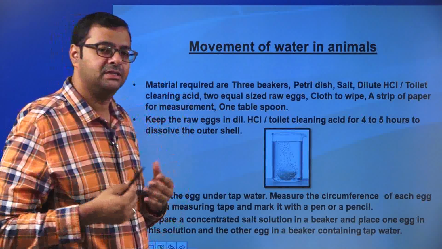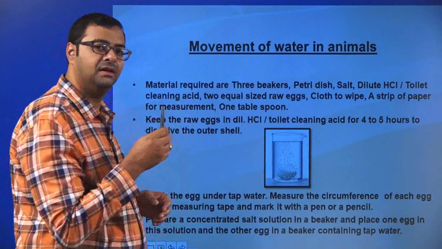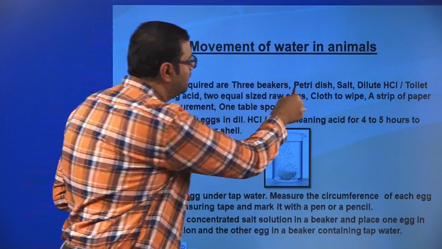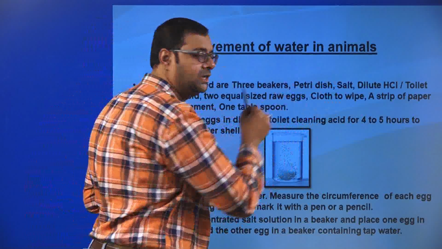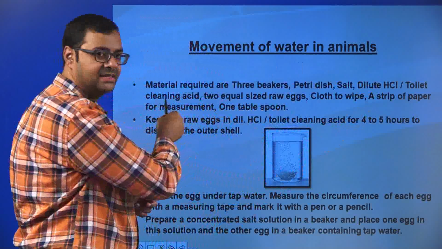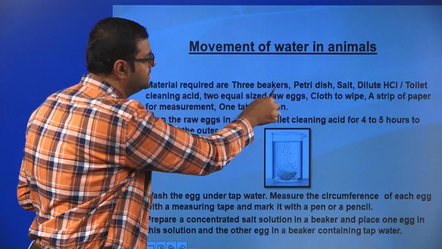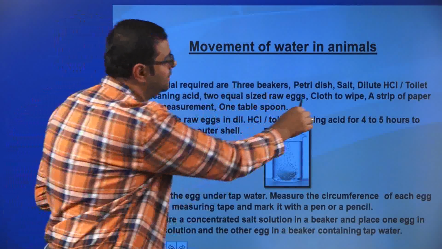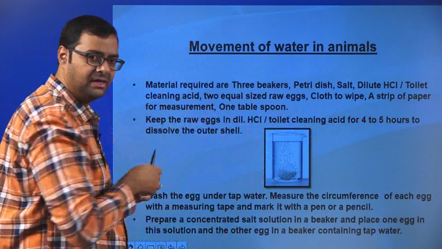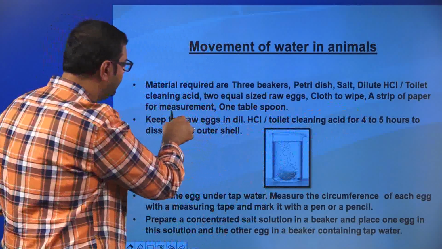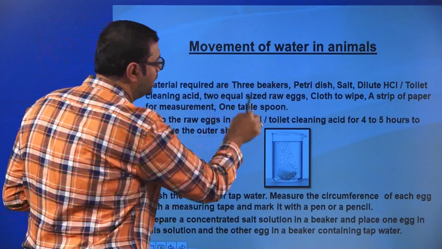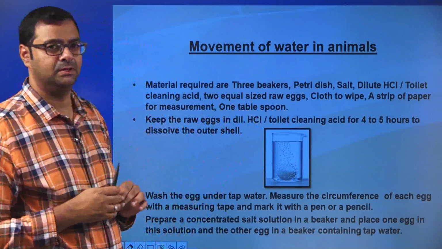Now in this experiment we need some materials which are 3 beakers, a petri dish, salt, dilute hydrochloric acid or toilet cleaning acid, 2 equal sized raw eggs, cloth to wipe, a strip of paper for measurement, or here you can also use a measuring tape, and 1 tablespoon.